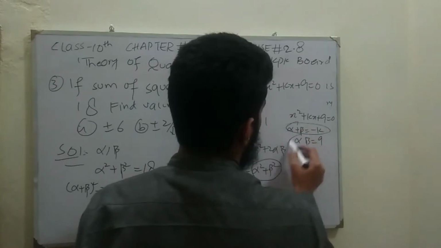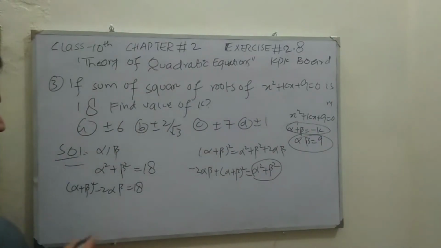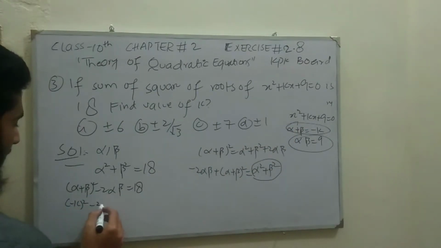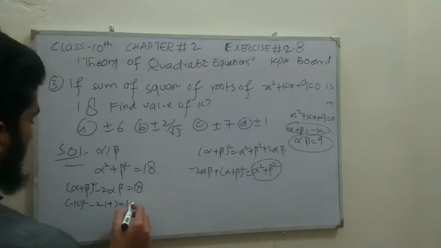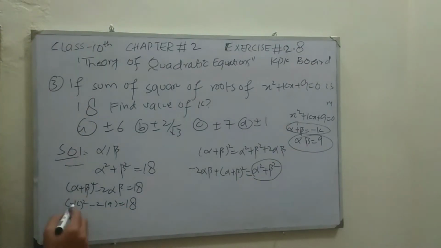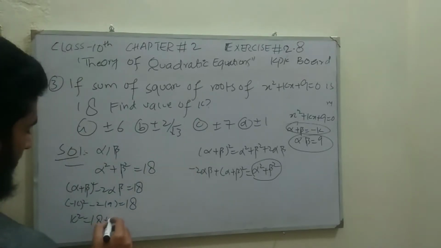Putting the value of alpha plus beta and alpha dot beta in this equation for finding the value of k. Alpha plus beta is negative k, so putting here (negative k) whole square minus 2 times alpha dot beta, which is 9, is equal to 18. So k square is equal to 18, minus 2 multiplied by 9 gives us minus 18. By shifting to the right hand side it becomes plus 18.